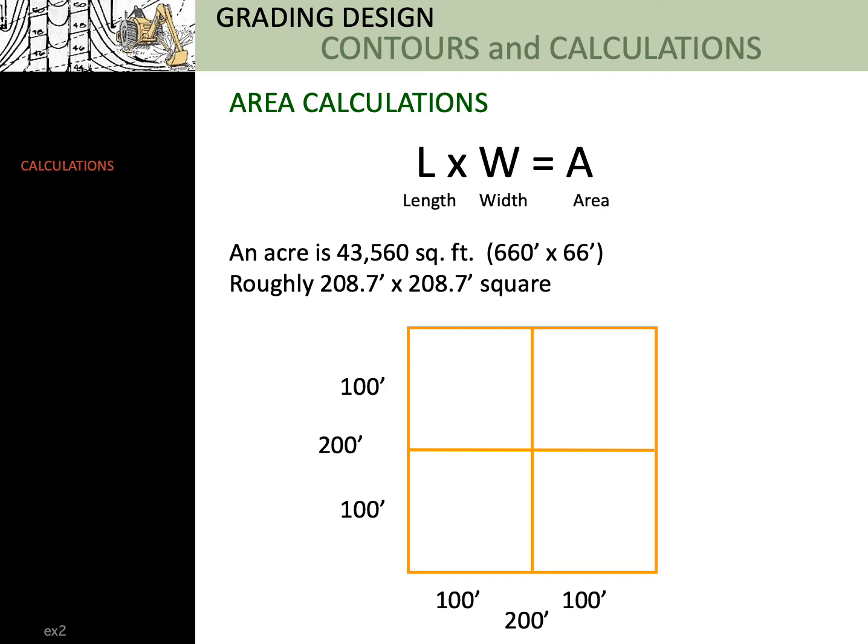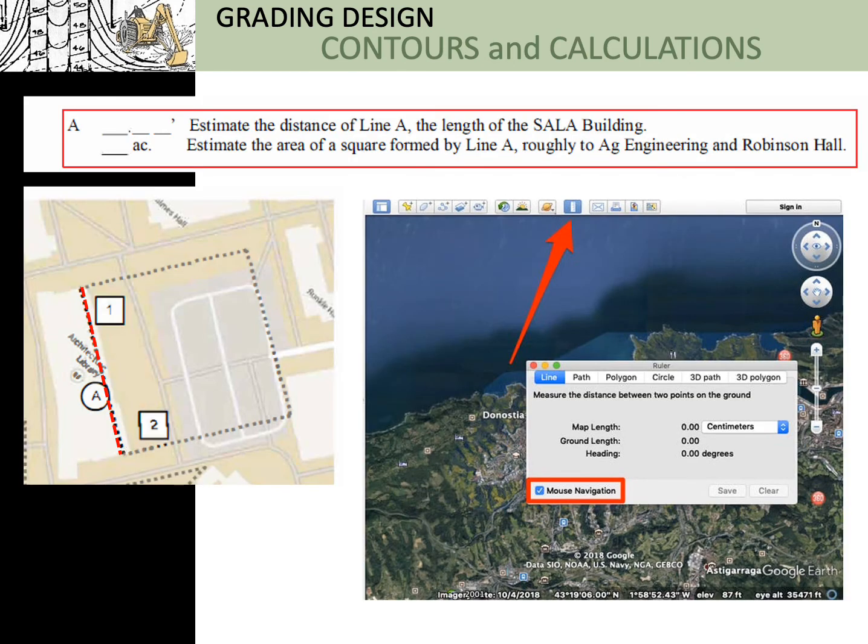For area calculations, you could either use the equation here, area equals length multiplied by width, measure both length and width from the Google Earth Pro application, and then multiply them together, or you could use the function directly in Google Earth Pro, the polygon.